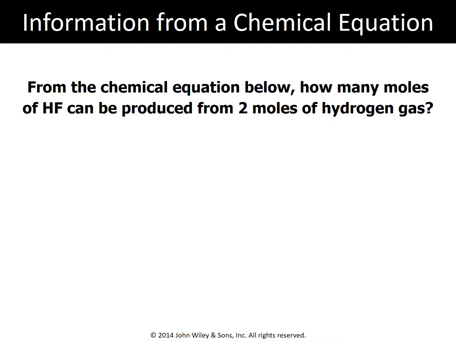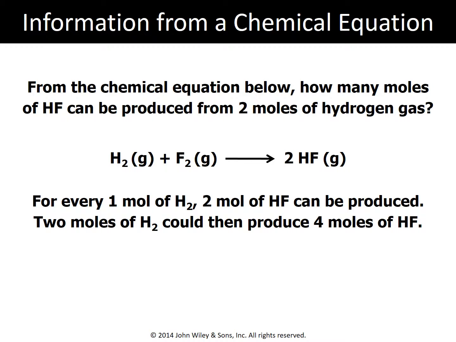So if we look at this question, from the chemical equation below, how many moles of HF can be produced from 2 moles of hydrogen gas? When we look at our coefficients, if we don't see one, that's going to be 1. So we have 1 mole of hydrogen gas plus 1 mole of fluorine gas, which gives us 2 moles of hydrofluoric acid, or hydrogen fluoride in the case of a gas. So for every 1 mole of hydrogen, 2 moles can be produced. If we have 2 moles of hydrogen, you can then produce 4 moles of hydrogen fluoride.